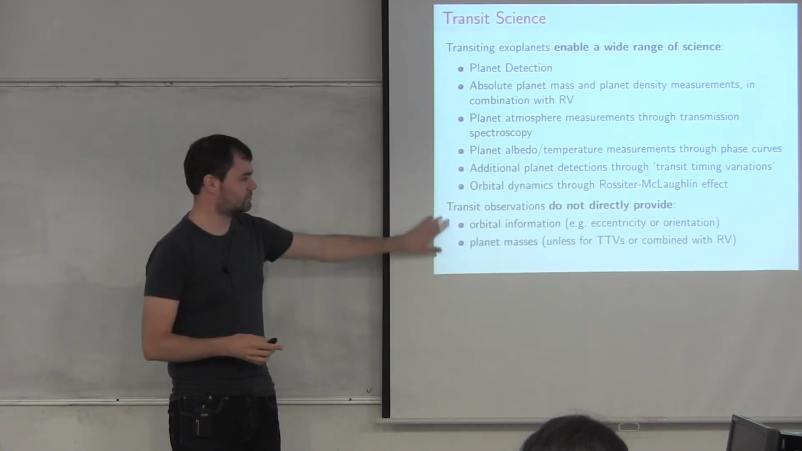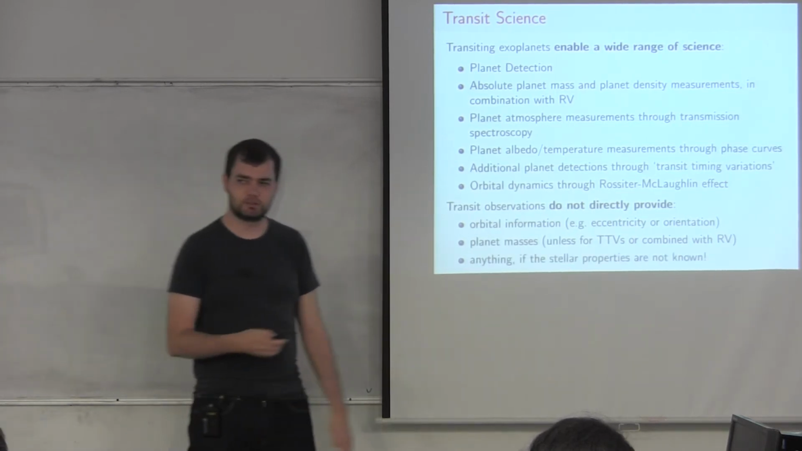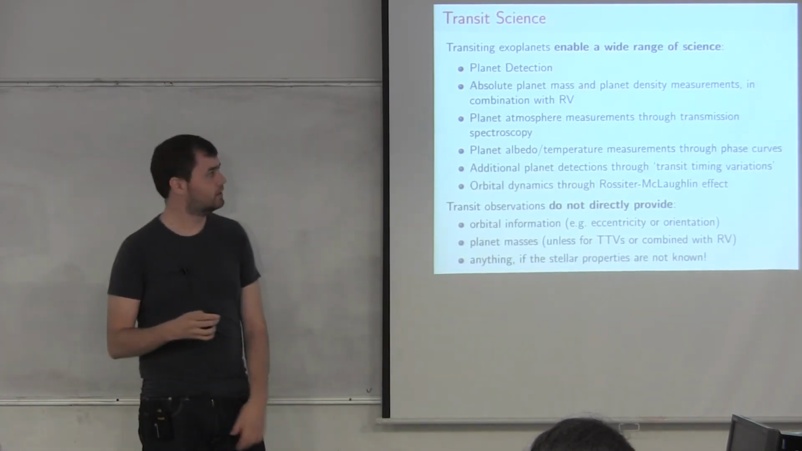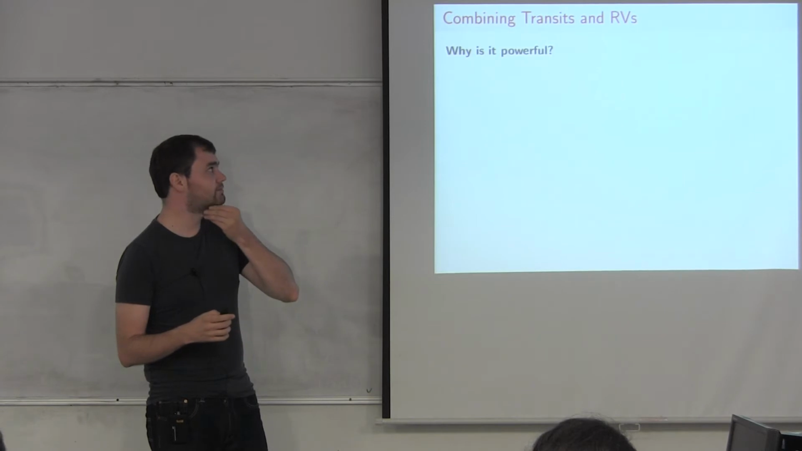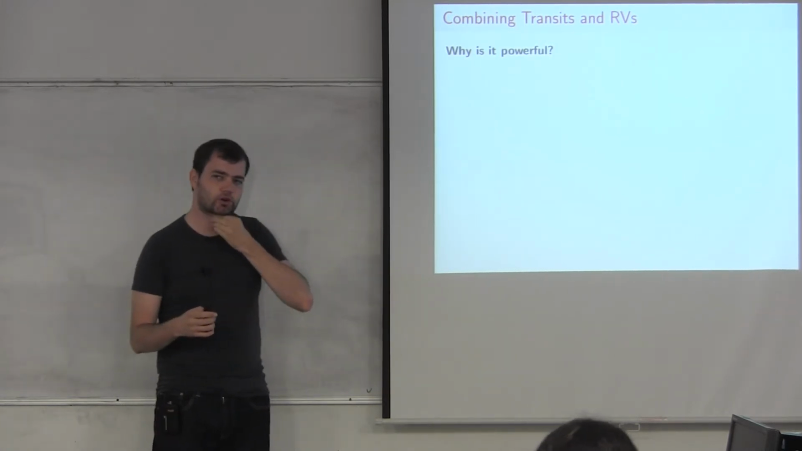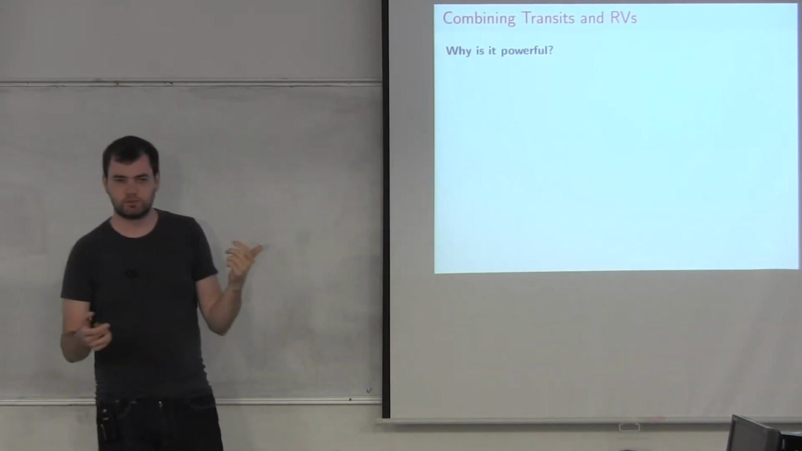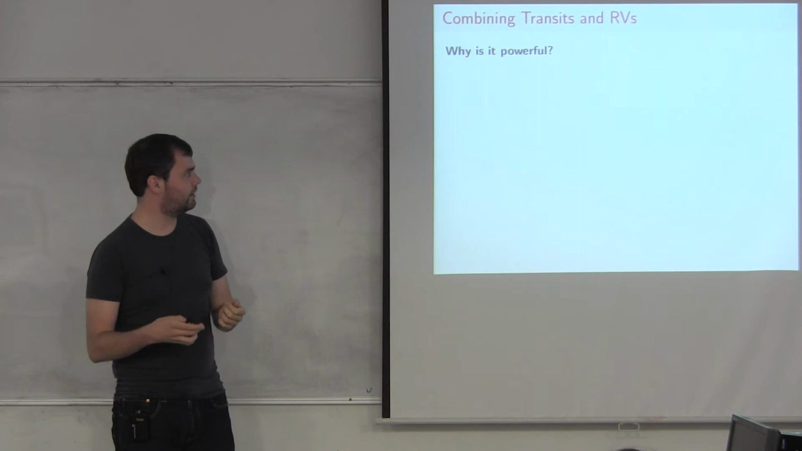So to conclude here also, often transits don't give everything, especially if you don't know the star. So let's start with transits and radial velocities and combining them. I think we've mentioned this already. It's powerful for two reasons. Most of the time people do figure out one.